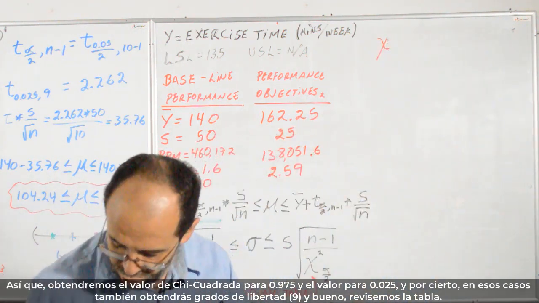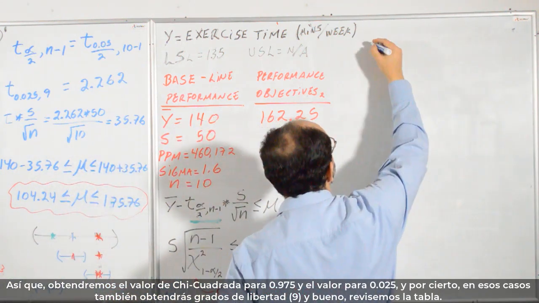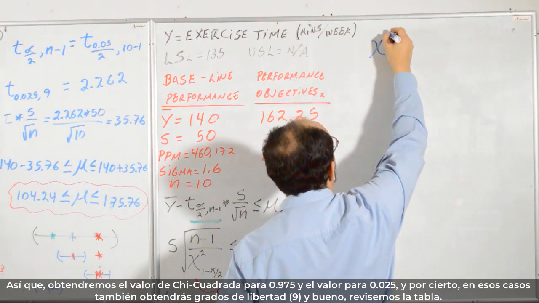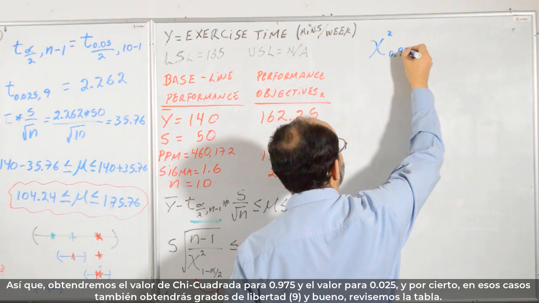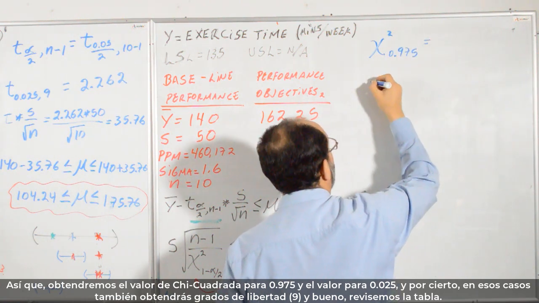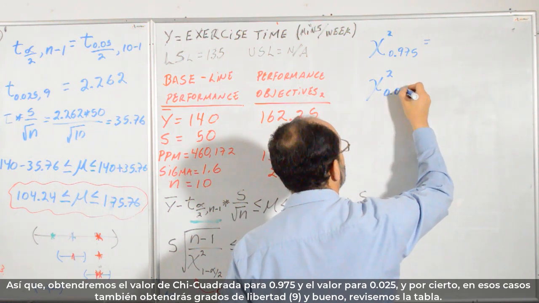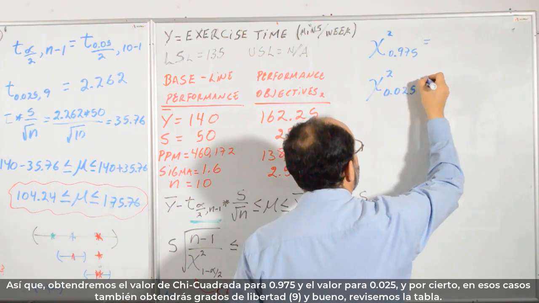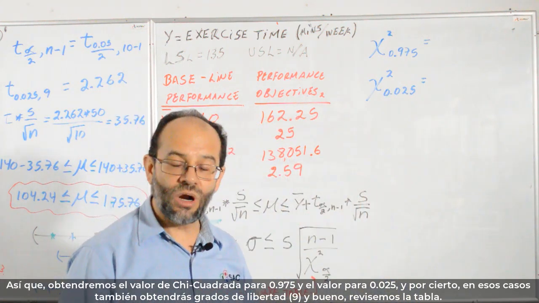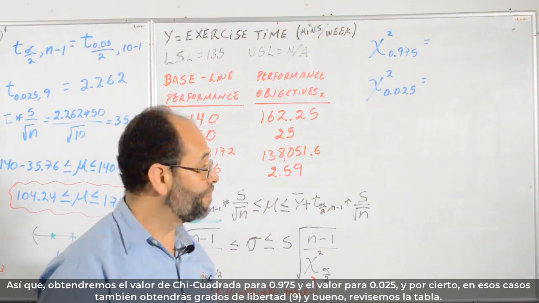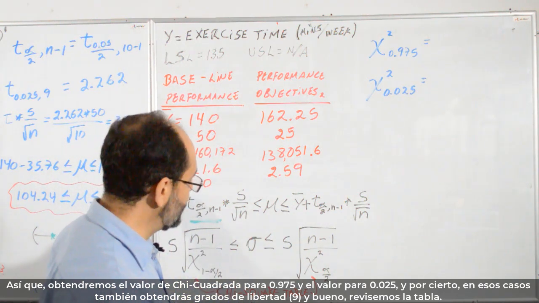Let me use this other color very quickly. Chi-square value for 0.975, and chi-square value for 0.025. And by the way, in those cases, the degrees of freedom are going to be 9.